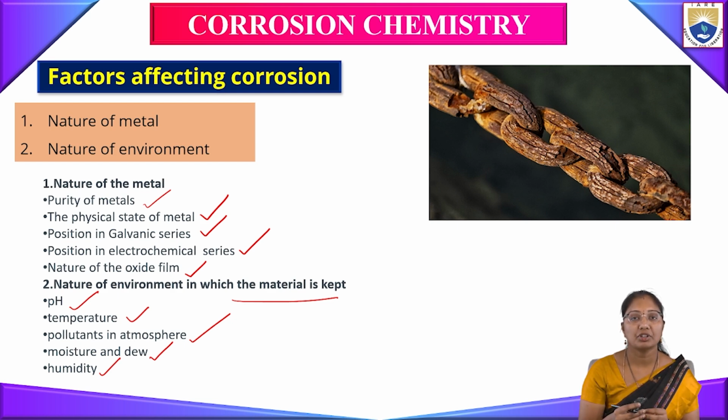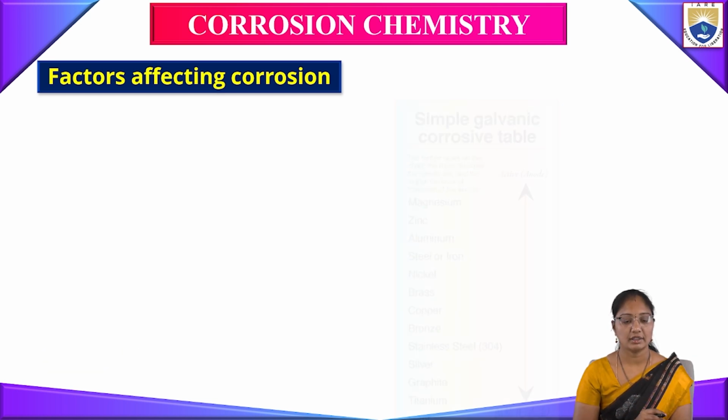So the factors are of two types: one is the nature of the metal and next is the nature of the environment. Under the nature of the metal, it depends on the electrochemical series and galvanic series, the position of the metal in these series, and the purity of the metal. Whereas in the environment, it is pH, temperature, humidity, dew and moisture, and pollutants in the atmosphere.